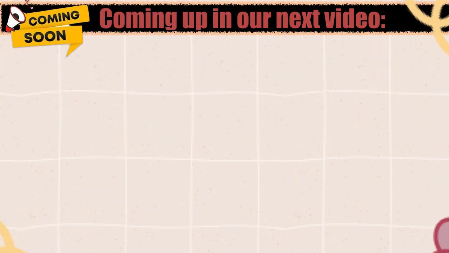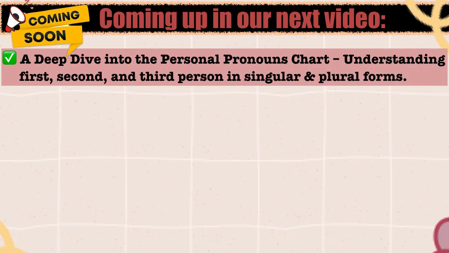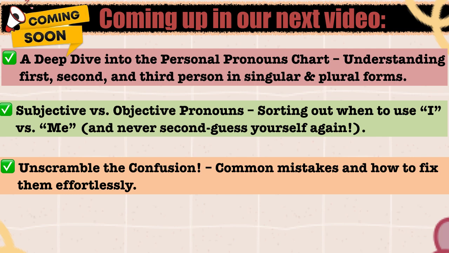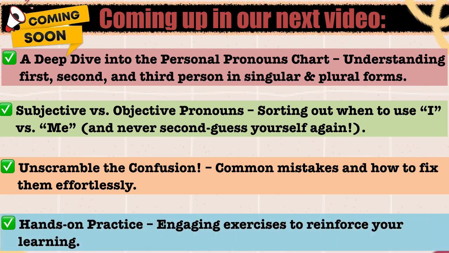Coming up in our next video, a deep dive into the personal pronouns chart, understanding first, second, and third person in singular and plural forms. Subjective versus objective pronouns, sorting out when to use I versus me, and never second guess yourself again. Unscramble the confusion, common mistakes, and how to fix them effortlessly. Hands-on practice, engaging exercises to reinforce your learning. So stay tuned because the best is yet to come.